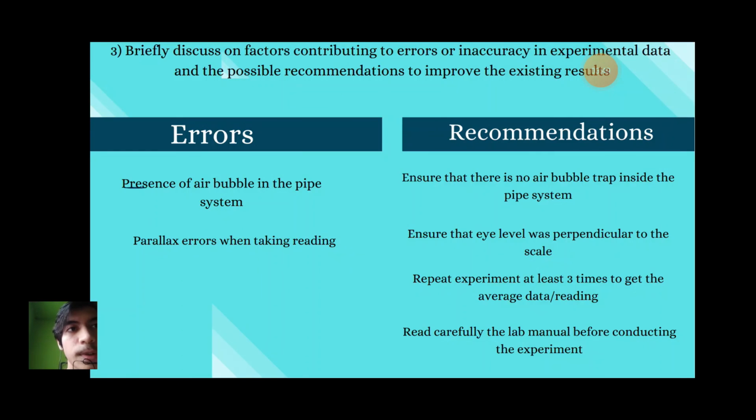3. Discuss factors contributing to errors or inaccuracy in experimental data and possible recommendations to improve the existing results. Errors: presence of air bubbles in the pipe system, and parallax errors when taking readings. The recommendations: 1. Ensure that there is no air bubble trapped inside the pipe system, as air bubbles will block the flow of water. 2. Ensure that eye level is perpendicular to the scale. 3. Repeat the experiment at least 3 times to get the average data. 4. Read the lab manual carefully before conducting the experiment.